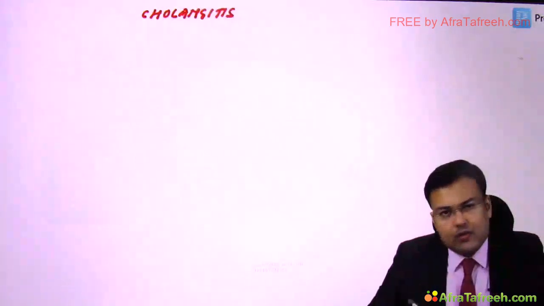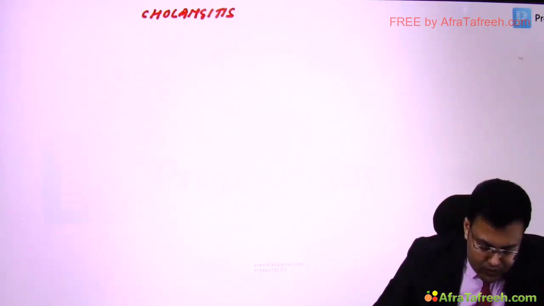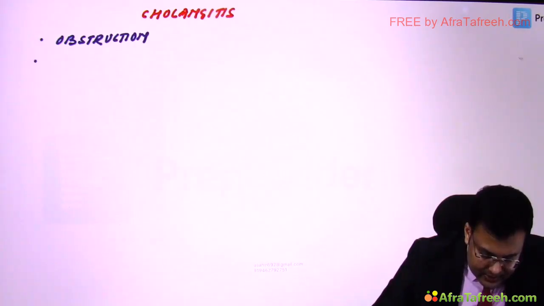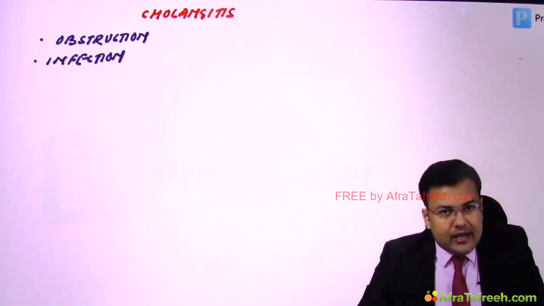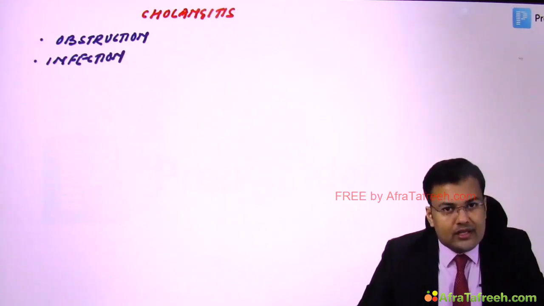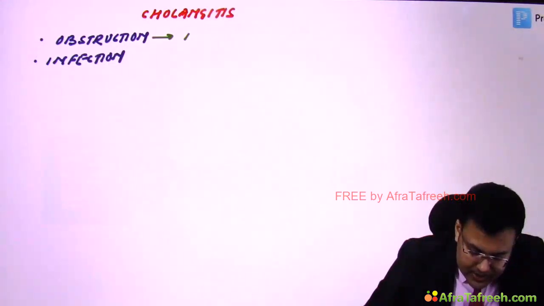Now we are going to discuss cholangitis. Again, a very important topic. For cholangitis there are two mandatory factors: one is obstruction and the second is infection. It means any factor which can obstruct the CBD can lead to cholangitis, right? So what are the predisposing factors?